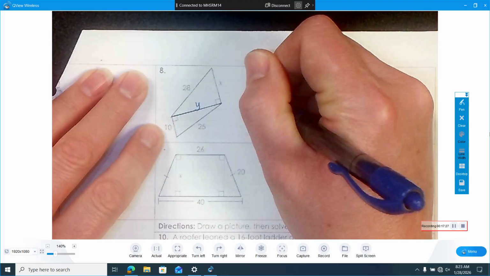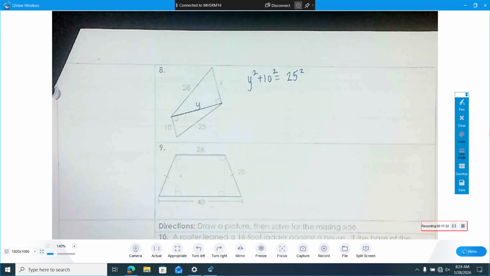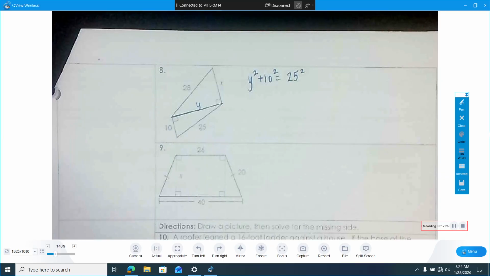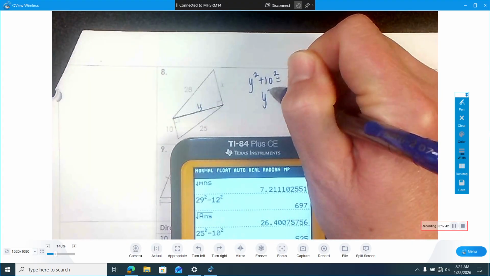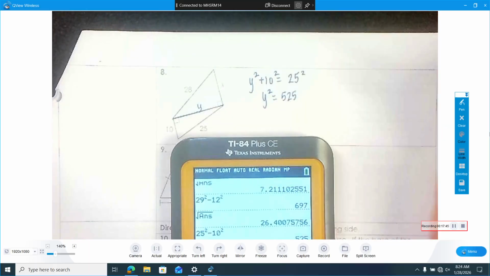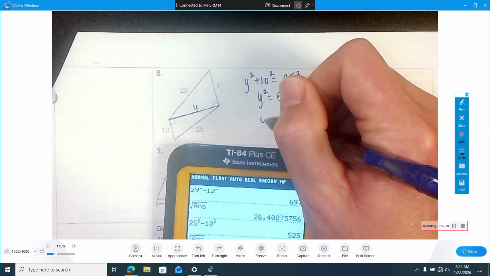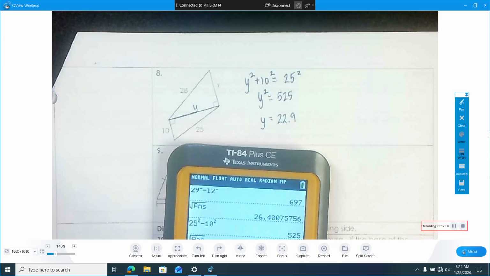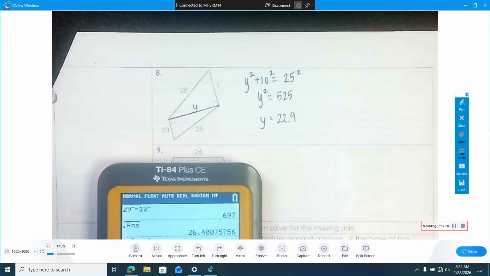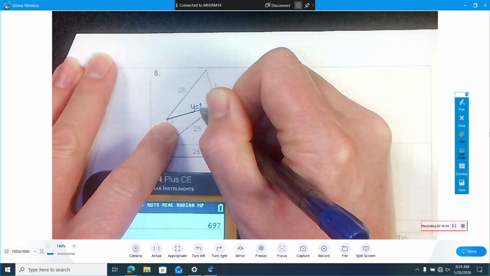So let's see, leg squared plus leg squared equals my hypotenuse of 25 squared. So let's see, I'm going to do 25 squared, subtract the 10 squared, and I get Y squared equals 525, and then take a square root. So I get Y equals 22.9. All right, so I know that Y now is 22.9.